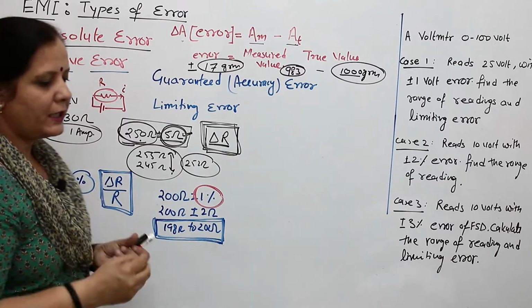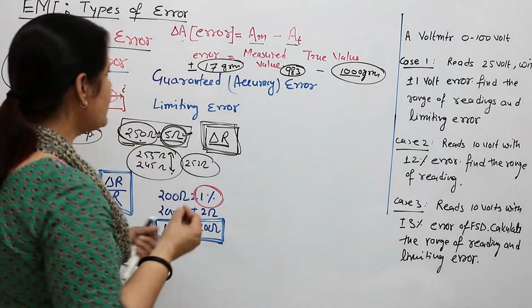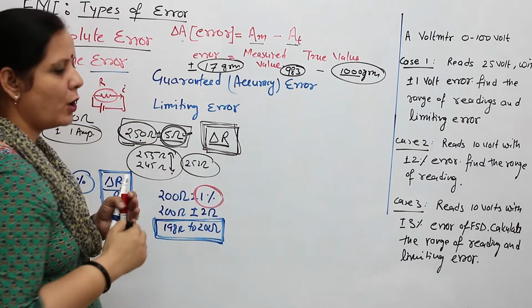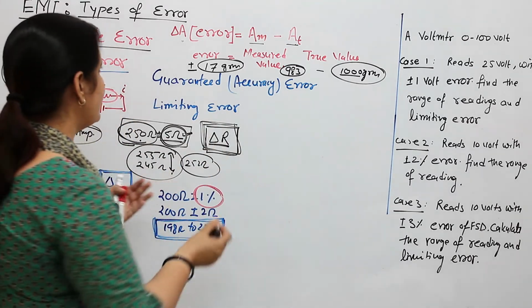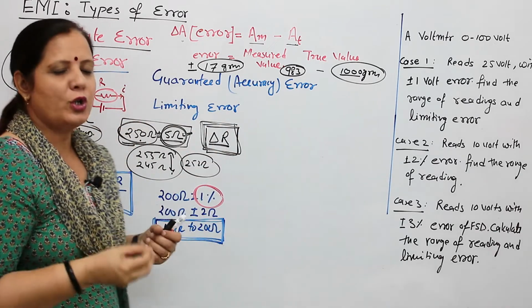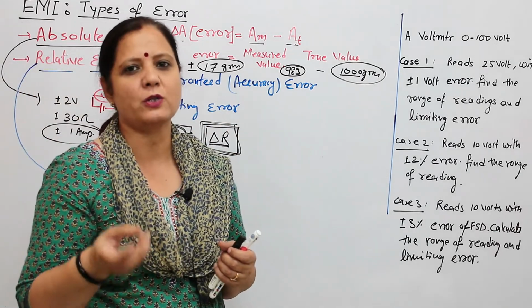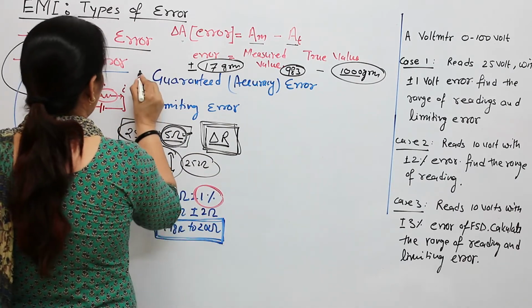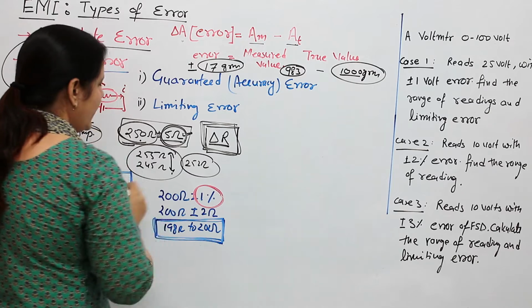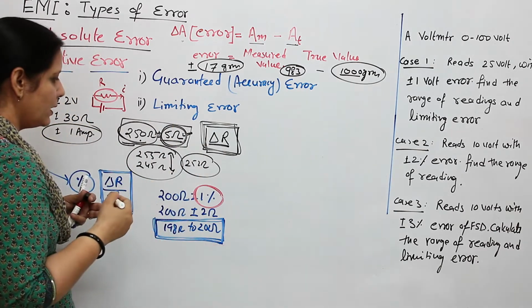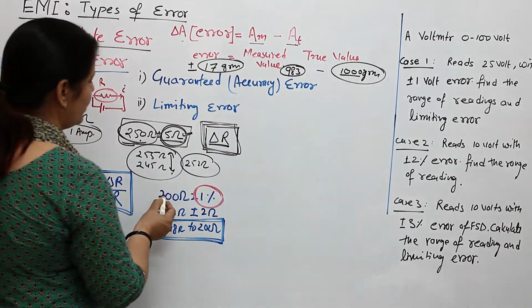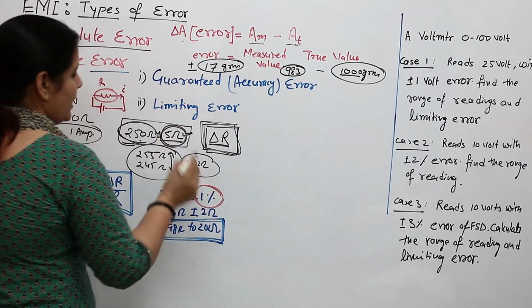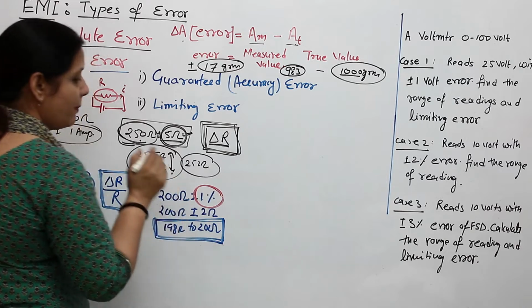Now relative error can be further subdivided in two types. One is guaranteed accuracy error, and in many textbooks or in many exams we find a term that is guaranteed error. Voltmeter that has a guaranteed error of plus minus 2% of FSD. Okay, so one will be the guaranteed error and second will be the limiting error. Okay, in general terms, the technical language will be a resistance with 200 ohm has a limiting error of plus minus 1%. It means we are mentioning the error with respect to the mentioned value.